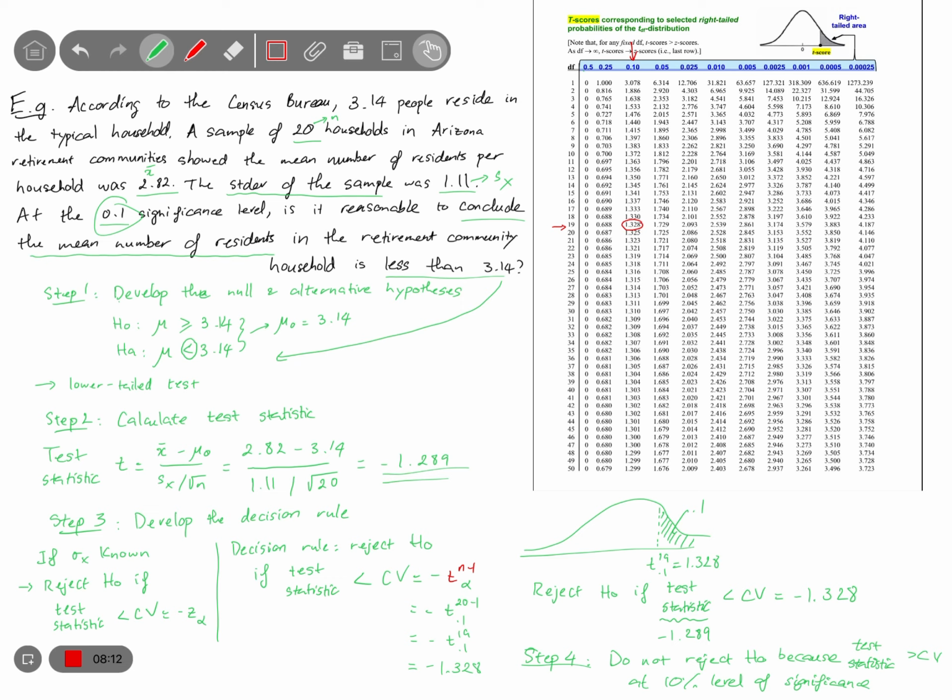Okay. Again, for this type of problem, we will only look at how to do it using the critical value approach, because it is impossible to use the p-value approach. The reason it's impossible to use a p-value approach is that you cannot find a specific p-value without using a computer. Okay. So in this video, we learned how to do a lower tail test when we do not know the population standard deviation.